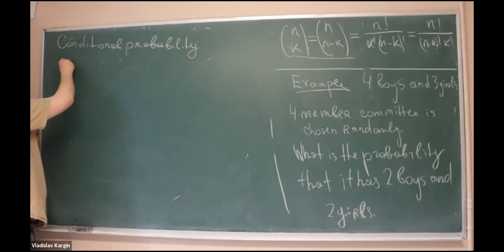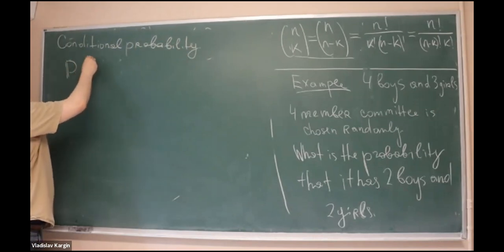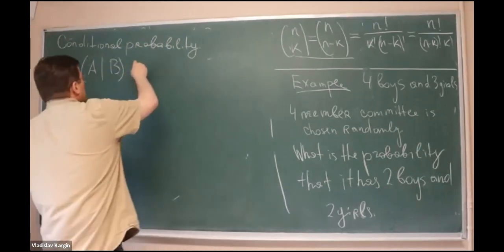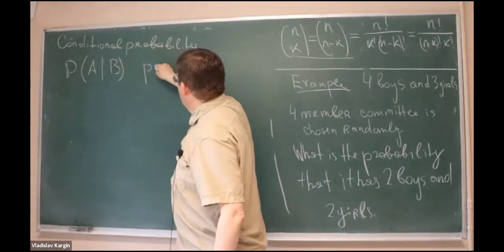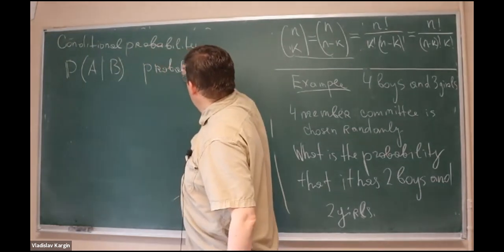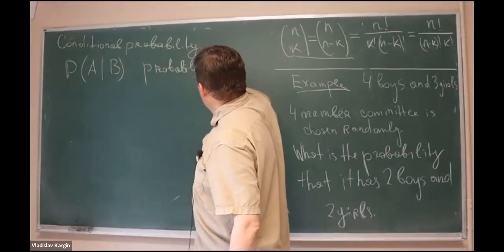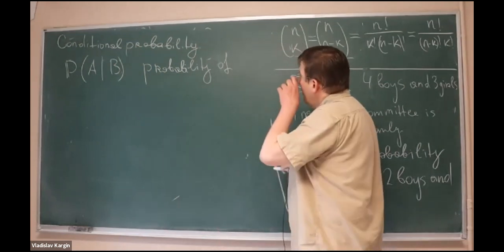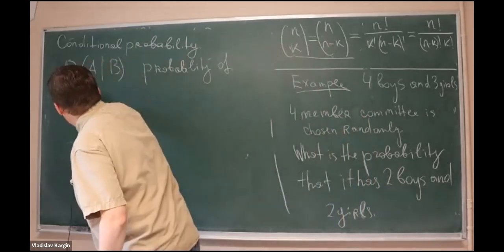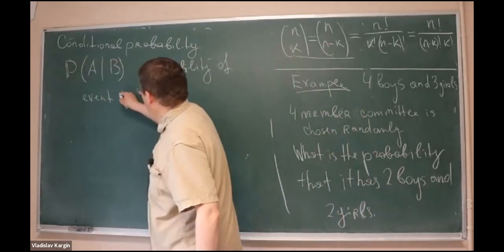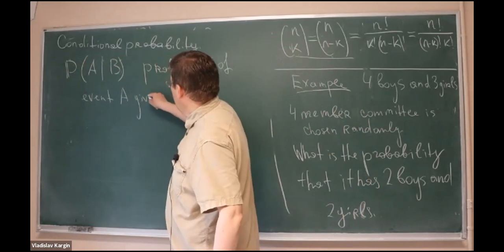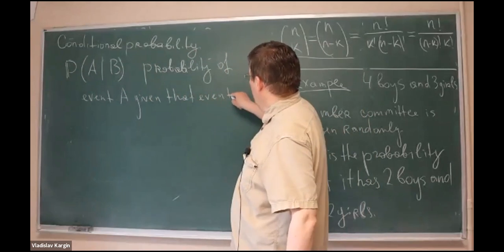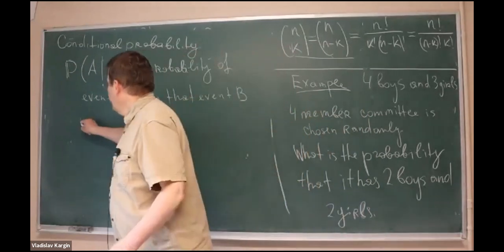So, probability of event A given that event B occurred.